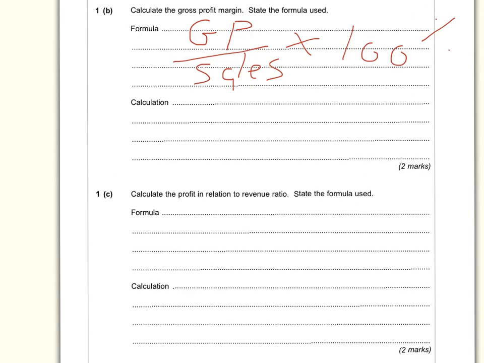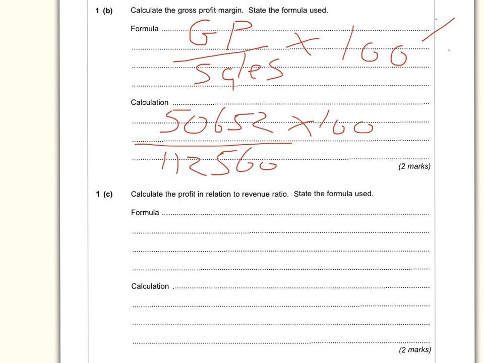So the calculation that we perform will be gross profit, which we worked out already to be 50,652, which we then divide by the sales figure, which is 112,560. We multiply it by 100, which then gives us a gross profit margin of 45%. So this means that for every pound of sales that the business is receiving, we are earning 45 pence.